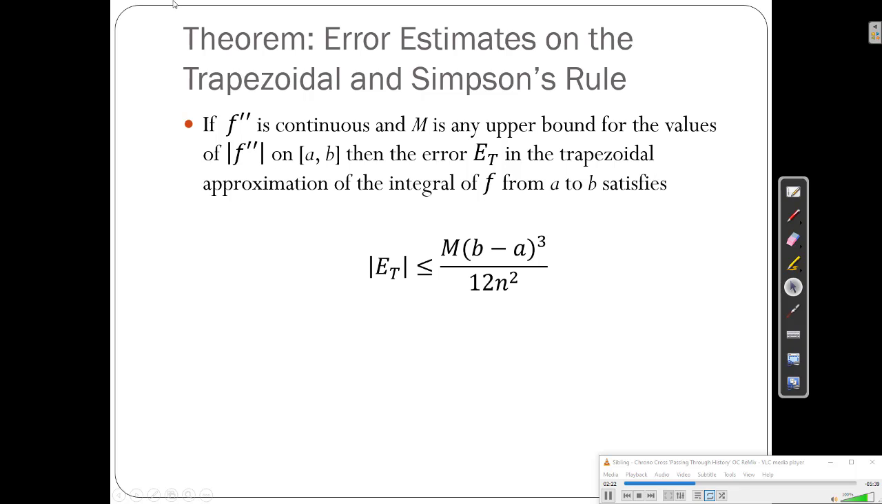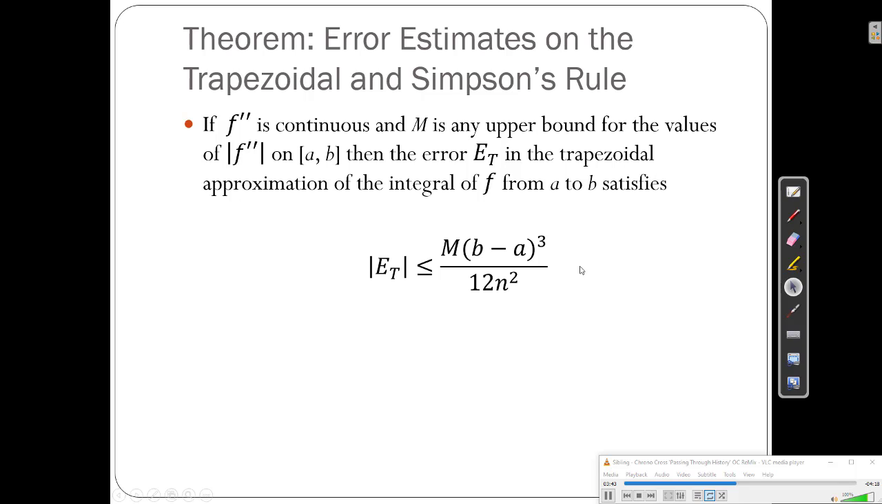So the things to point out for the error estimate on the trapezoidal rule: if f double prime is continuous, so you do need that, it's a continuous second derivative, and you need an upper bound M on the values of the absolute value of the second derivative, that's easier than you might think, especially for a continuous function, then your error is bounded by this quotient. Your M, which is your upper bound, times the length of the interval cubed, over 12 times your number of subintervals squared.